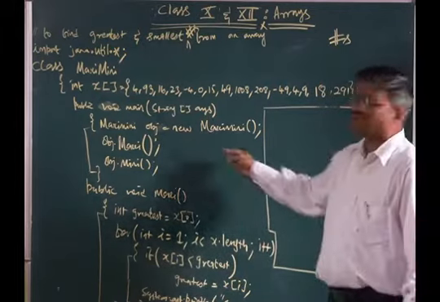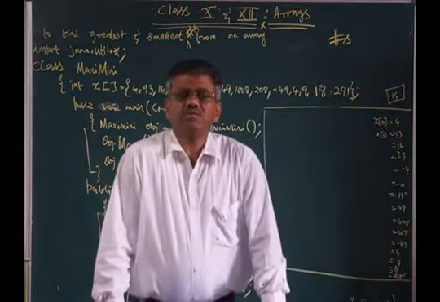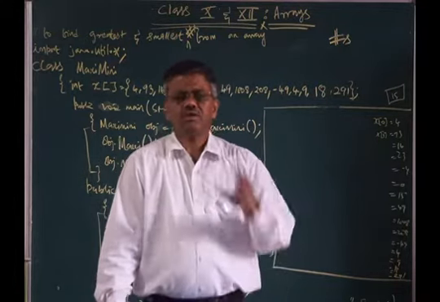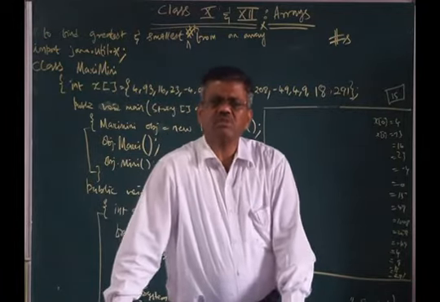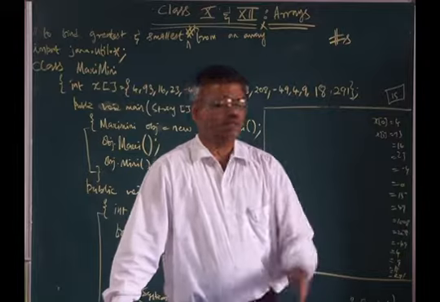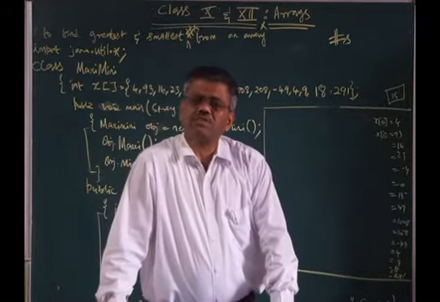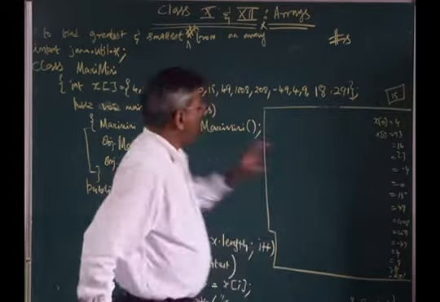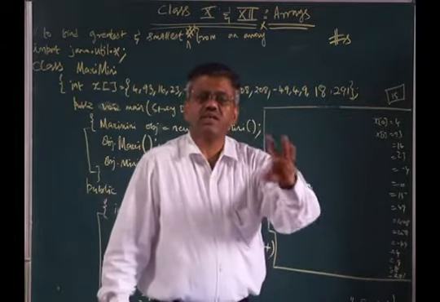It will compare. How many elements are there? 15 elements are there. If there are 15 elements, it will compare 14 times. How many times? Number of elements minus 1. If there are 100 elements, it means 99 times it will compare. In this case, 0 to 14 means 15 elements, and 15 minus 1 is 14 times it will compare. After comparing 14 times, it will declare what is the greatest.